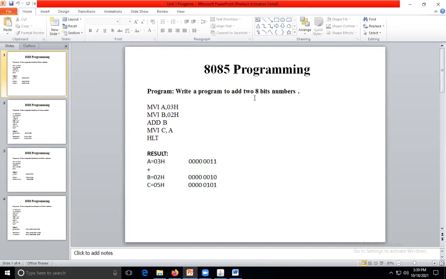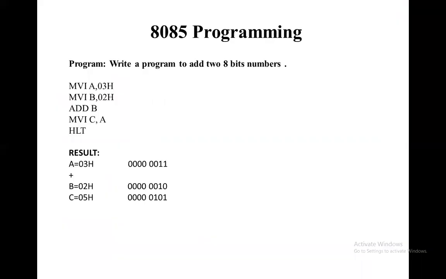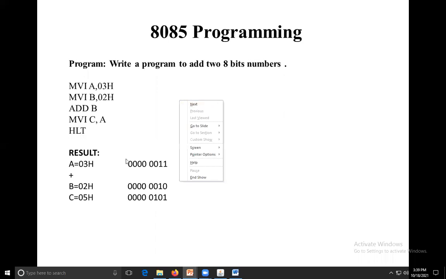Our first program is to write a program to add two 8-bit numbers. The instructions are here, and the result is also shown below. We will go through the instructions one by one, then discuss the first program and see its output on our simulator. Then we will discuss the second program and see its output on the simulator.